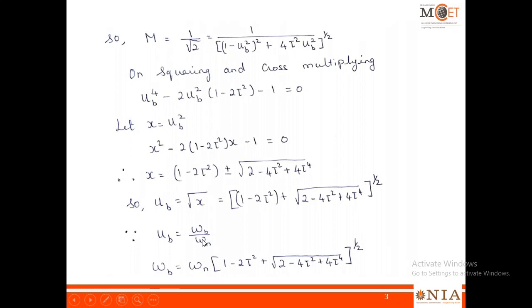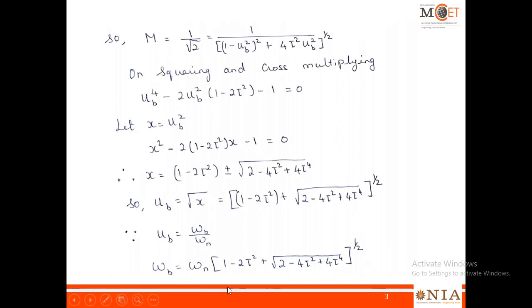So we have to take this expression and multiply it with omega n. This is the final expression for bandwidth frequency, in terms of tau. The variable is tau and the natural frequency. So this is the expression for bandwidth frequency.